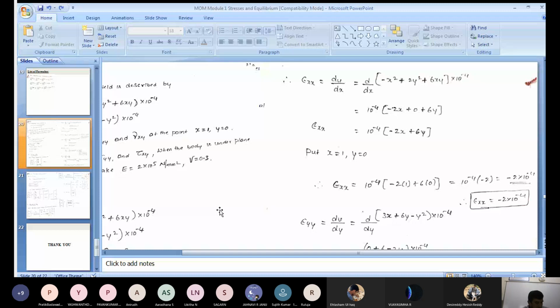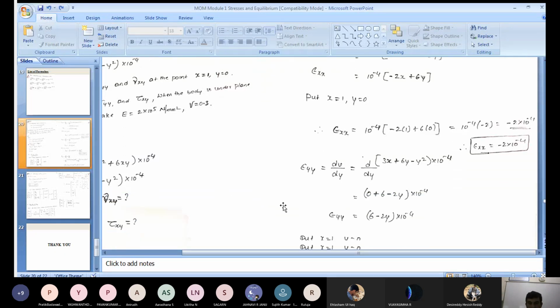Yes, epsilon yy is equal to 6 into 10 to the power of minus 4. Right. Next, go ahead. Gamma xy. If you have doubt, clarify here itself.